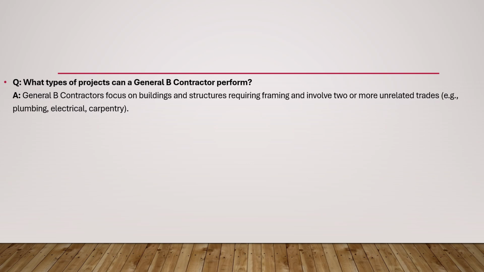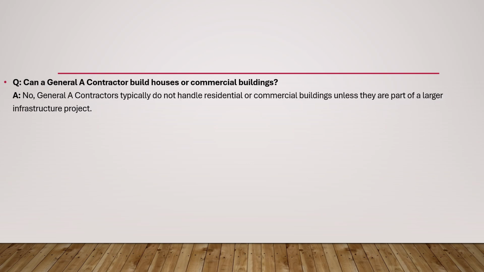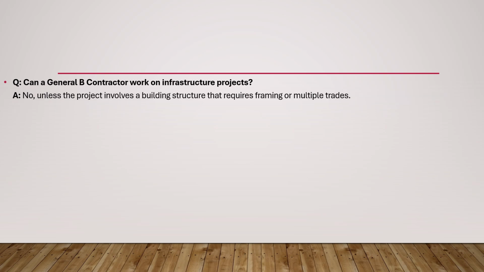General B contractors focus on buildings and structures requiring framing and involve two or more unrelated trades, e.g., plumbing, electrical, carpentry. Can a General A contractor build houses or commercial buildings? No. General A contractors typically do not handle residential or commercial buildings unless they are part of a larger infrastructure project. Can a General B contractor work on infrastructure projects? No, unless the project involves a building structure that requires framing or multiple trades.